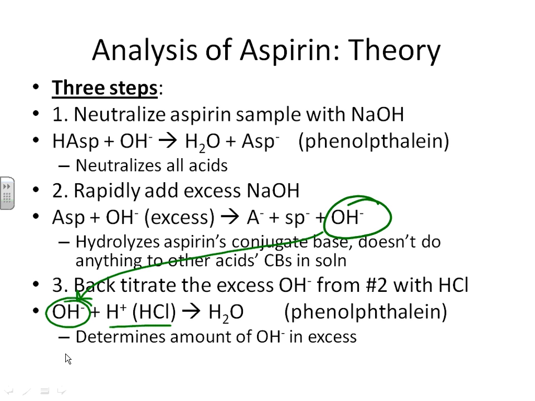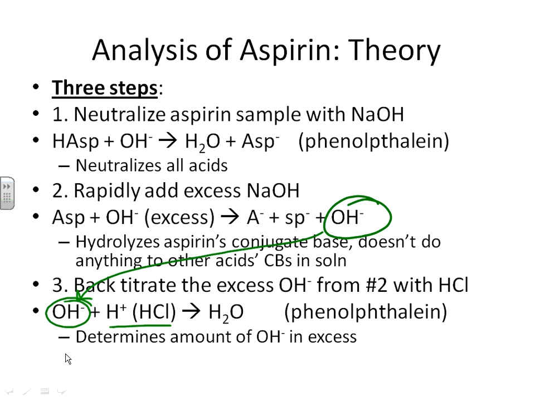You're going to have two burettes, one with sodium hydroxide and one with hydrochloric acid, and you're going to be moving your flask from one to the other. This last portion will allow us to determine, through knowledge of how much hydrochloric acid we added and the molarity of the hydrochloric acid, how much OH minus we had left over, and that is what's going to allow us to calculate how much acetyl salicylic acid is in the sample.